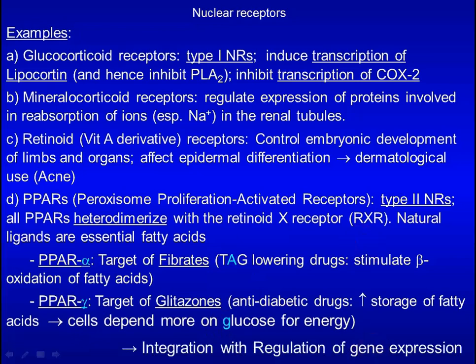PPAR alpha and PPAR gamma are transcription factors that control transcription of genes involved in fatty acid metabolism.